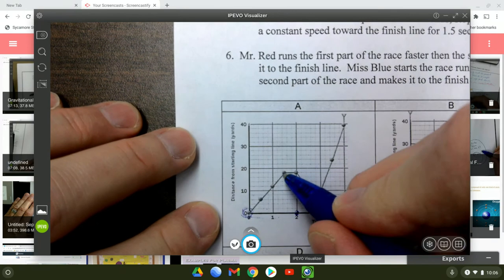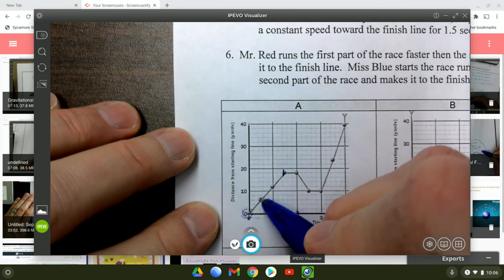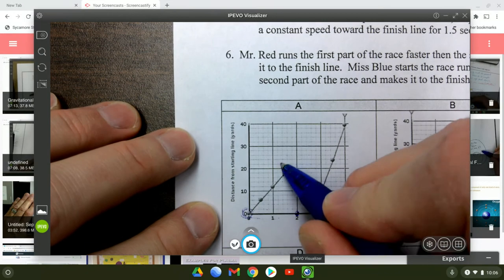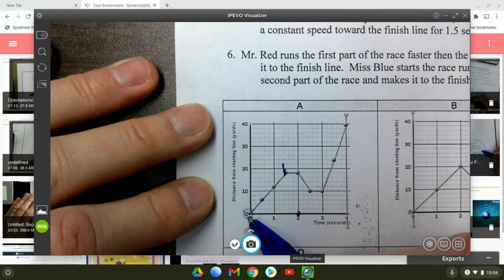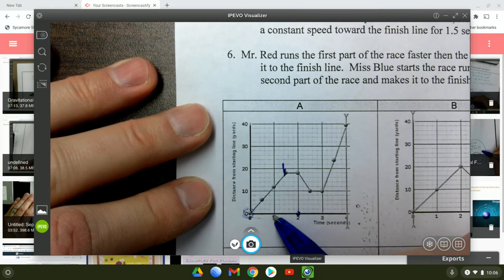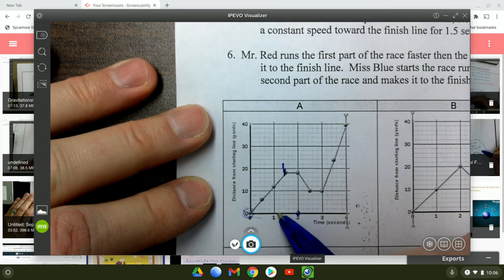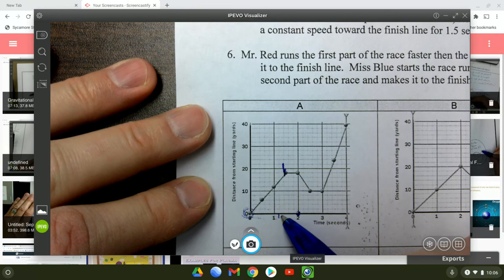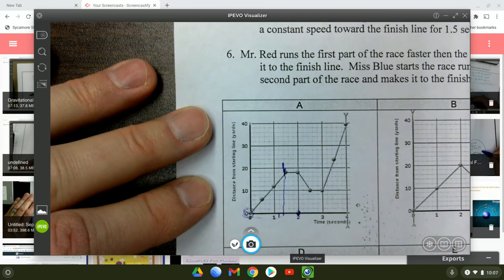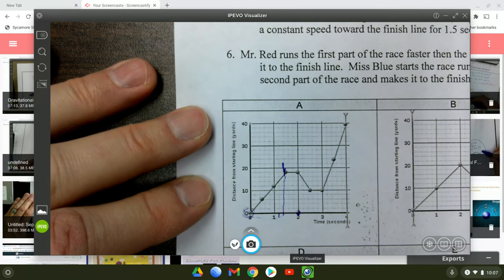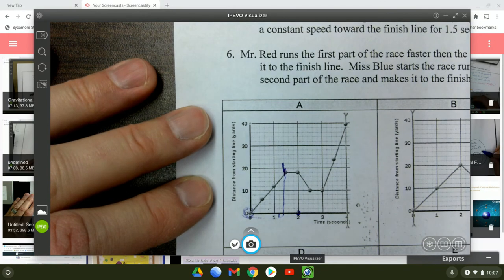Let's look at this third point right here. We have 1, 2, 3, right there. The time that has passed is over 1 second, 1.2, 1.4 seconds. Well, how long has that person traveled at 1.4 seconds? What distance have they covered?